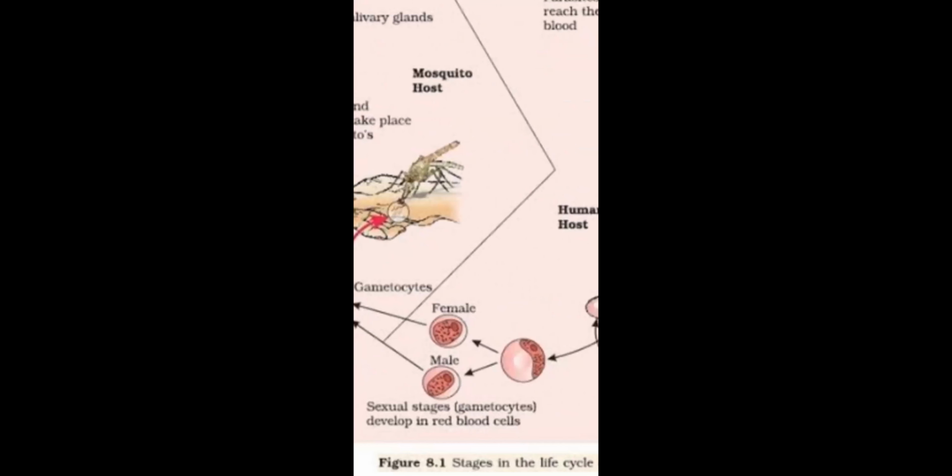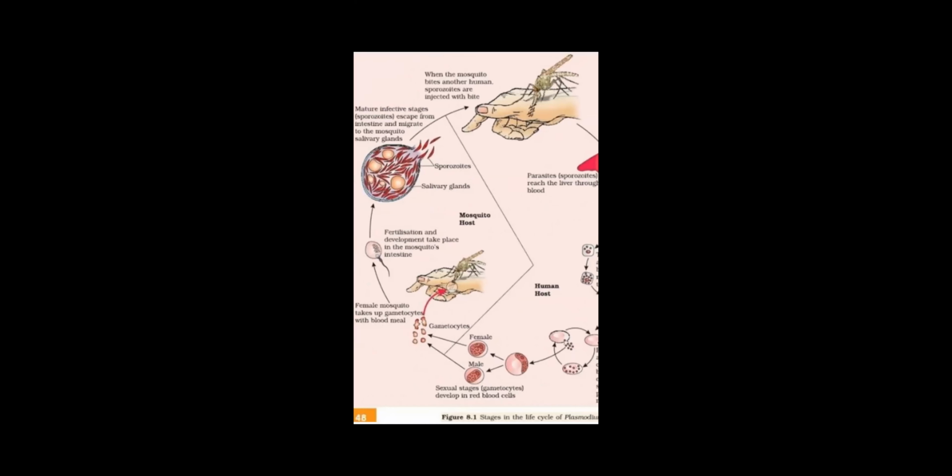So in some RBCs they transform themselves into male gametocytes, and in other RBCs they will transform themselves into female gametocytes. So they develop RBCs which carry either male gametocytes or female gametocytes.